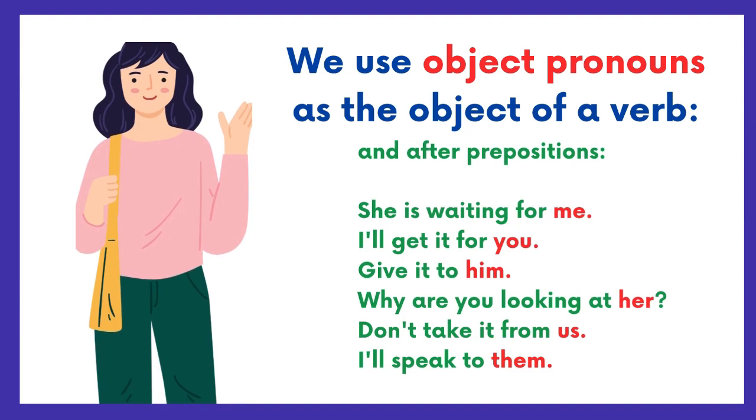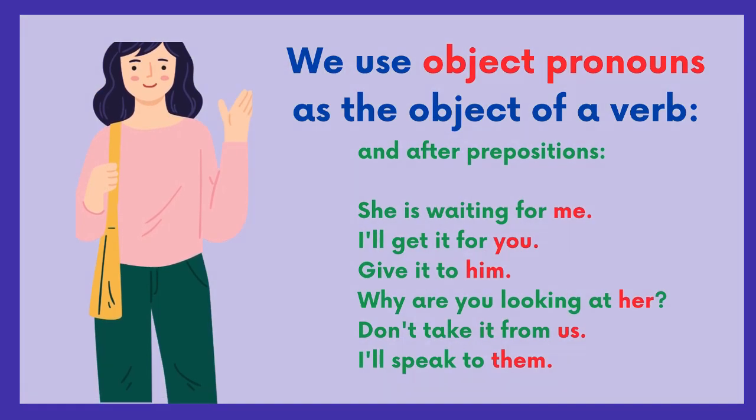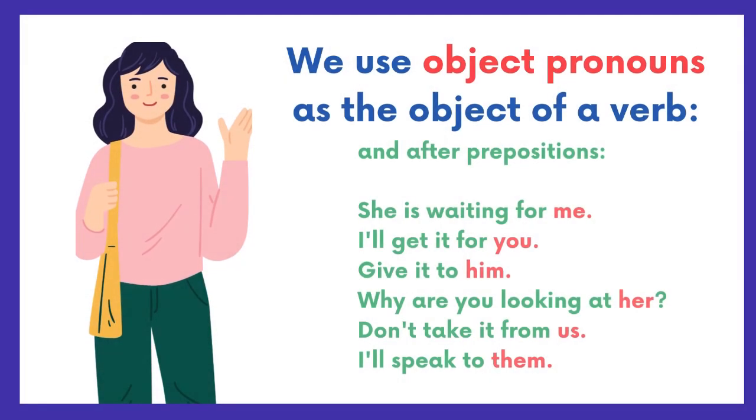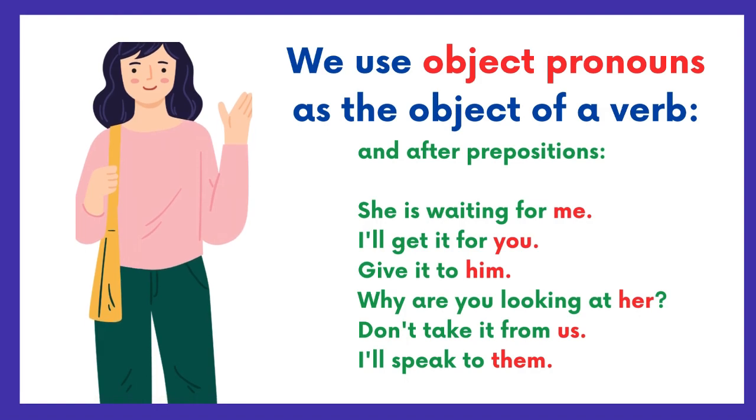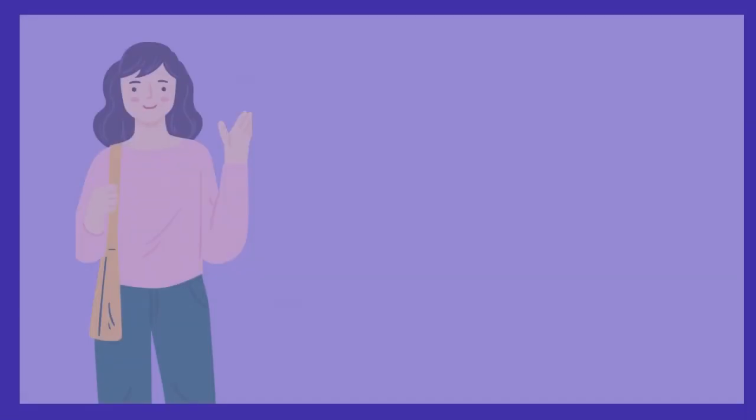We use object pronouns after prepositions. She is waiting for me. I'll get it for you. Give it to him. Why are you looking at her? Don't take it from us. I'll speak to them.